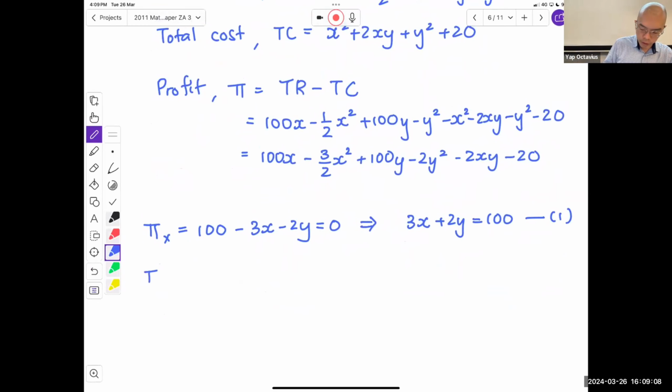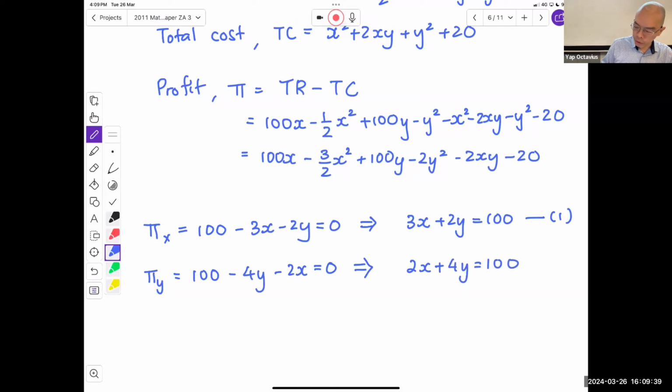Okay, the next partial derivative. 100 minus 4y. Set it to 0. This one we get 2x plus 4y equals 100.